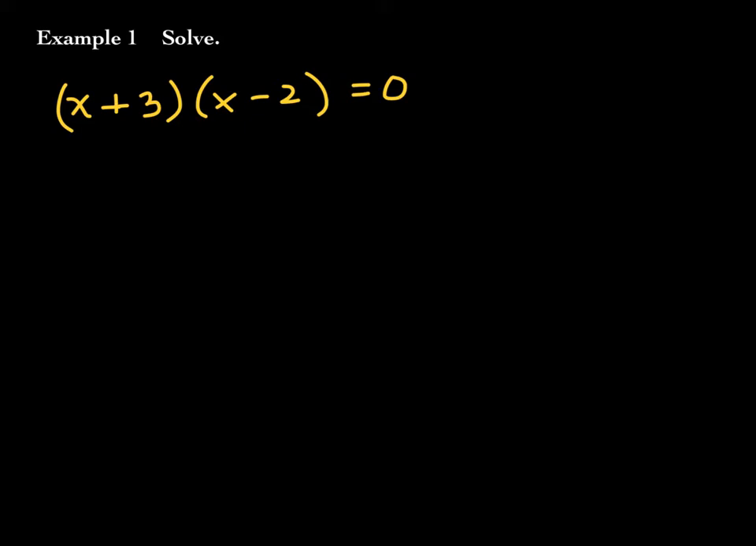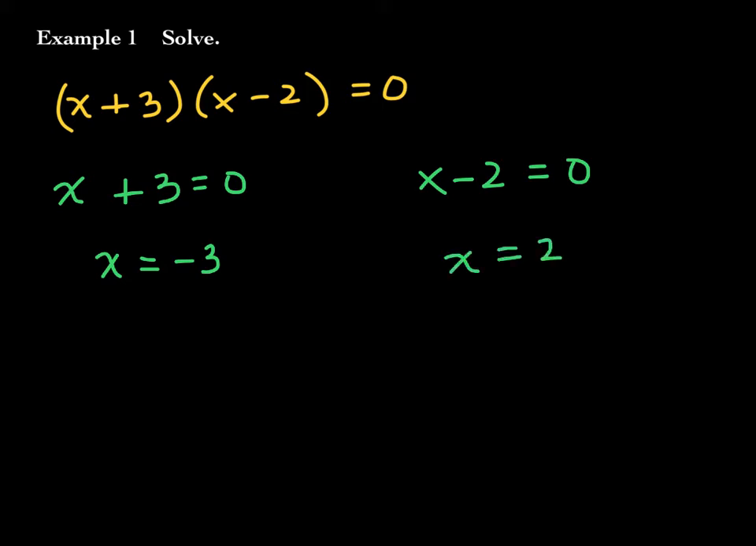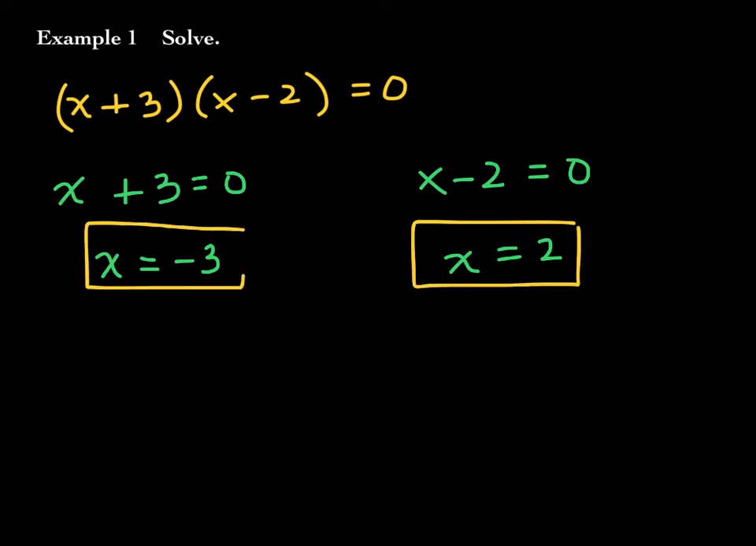So what we can do is say this statement is true only if this factor is 0 or this factor is 0. So you set each factor equal to 0, and then you can solve each statement. This one says either x is negative 3 or x is equal to 2. And we're done. That's it. So the whole idea is if you have a quadratic equation that's factored and set equal to 0, then just set each factor equal to 0 and solve. Let's look at another example.